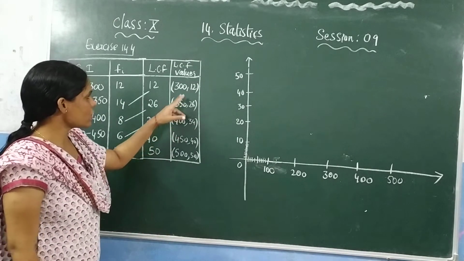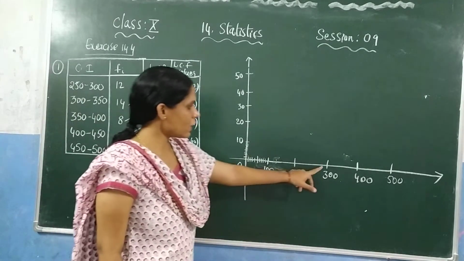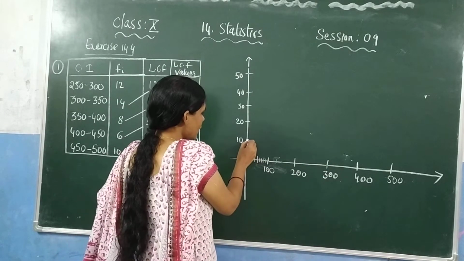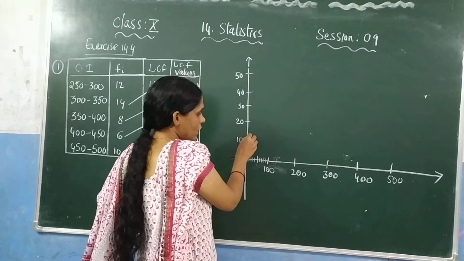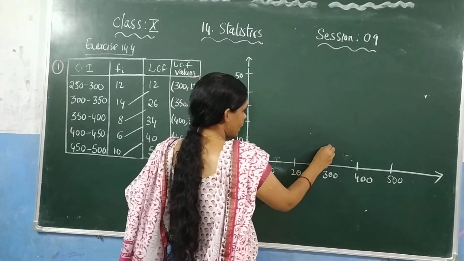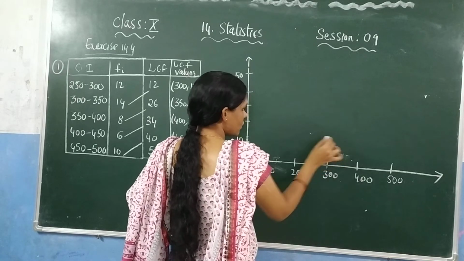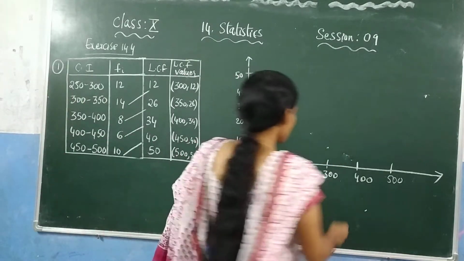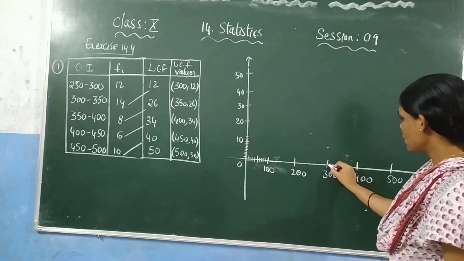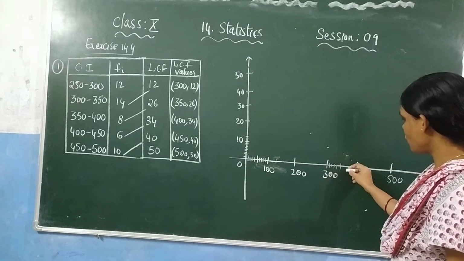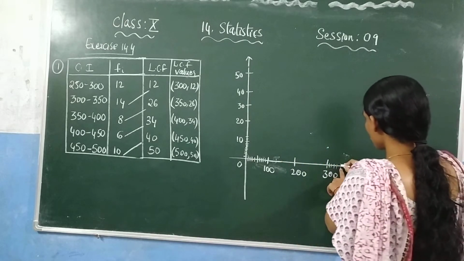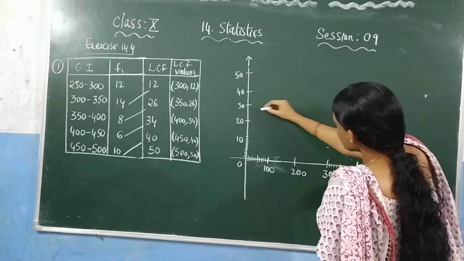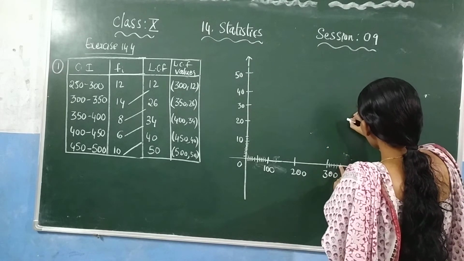Now mark the points. What is the first one? 300, 12. Where is 300 on the x-axis? This one. And where is 12? Here. This is 10, and after that you will get 11 and after that you will get 12. So 12 and 300. So it will be somewhere around this way. And after that the next one, 350, 26. Where is 350? It is 300, 310, 320, 330, 340, 350, right? 350 and 26. Where is 350 and 26? And 26 means somewhere you will get here, right? 26.